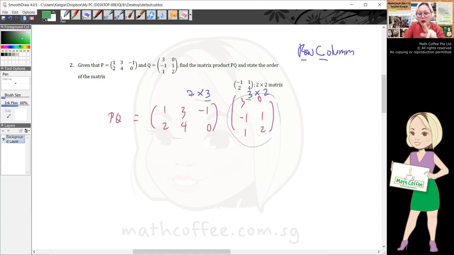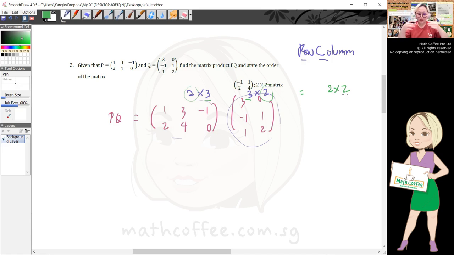Okay, I want you all to write this out. After that, you look at the remaining numbers, 2 and 2, right? So you know that eventually you will get a final matrix which is a 2 by 2. Don't underestimate writing this out.